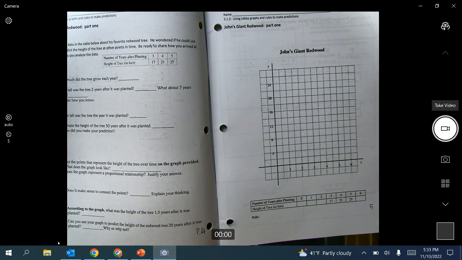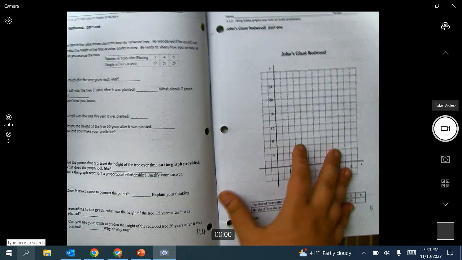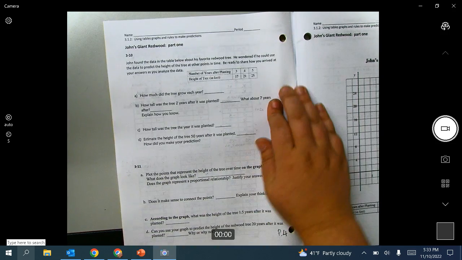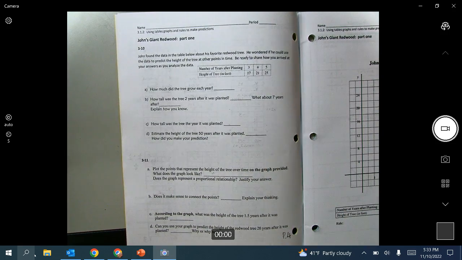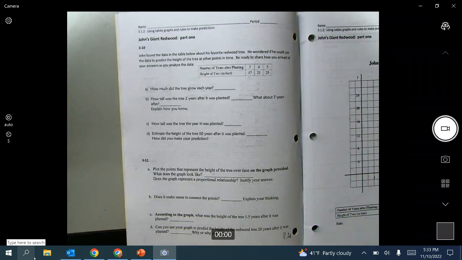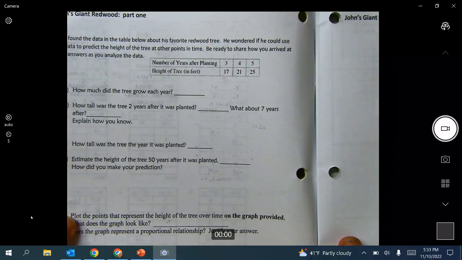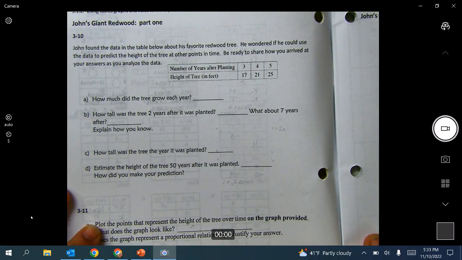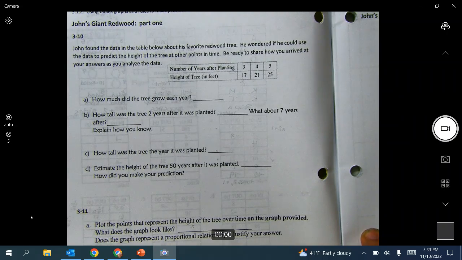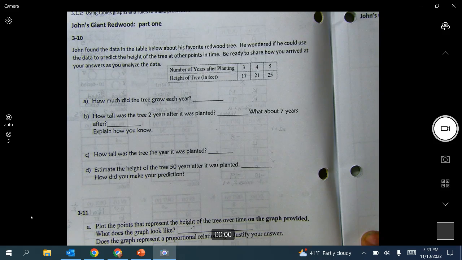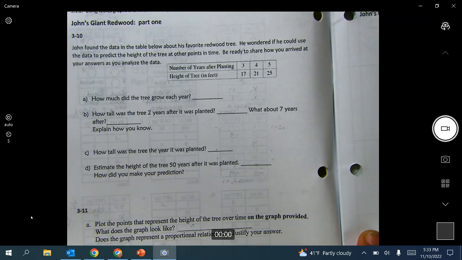Hi guys, today for your assignment, we're going to start working on John's Giant Redwood, part 1. So this is on page 4 of your Unit 3 workbooks. All right, so John found the data in the table below about his favorite redwood tree. He wondered if he could use the data to predict the height of the tree at other points in time. Be ready to share how you arrived at your answers as you analyze the data.